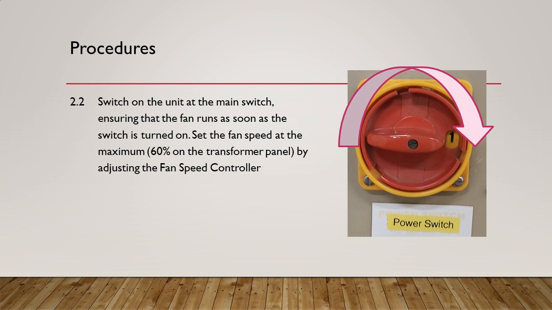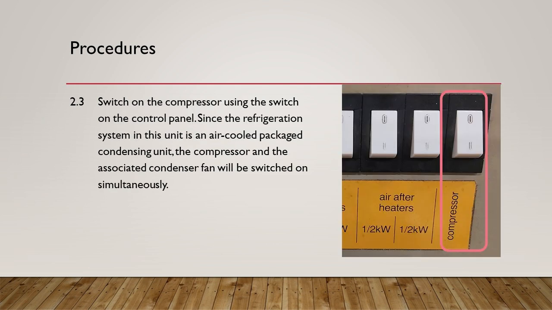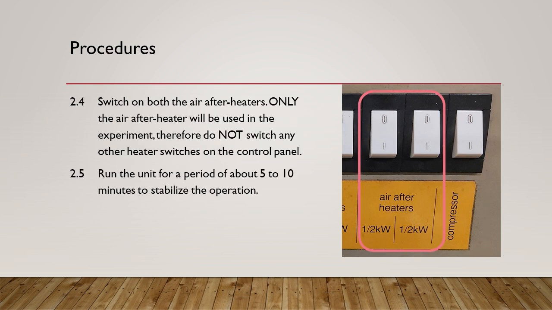Turn on the unit at the main power switch, and set the fan speed at 60% on the panel. Now the fan is running. Press the switch on the panel to turn on the compressor. Switch on both the air after heaters. Other heaters are not required. Let the unit run for 5 to 10 minutes to allow it to achieve steady operation.